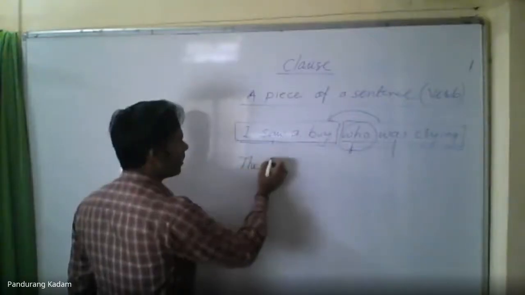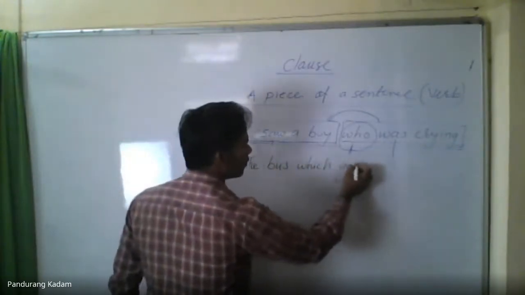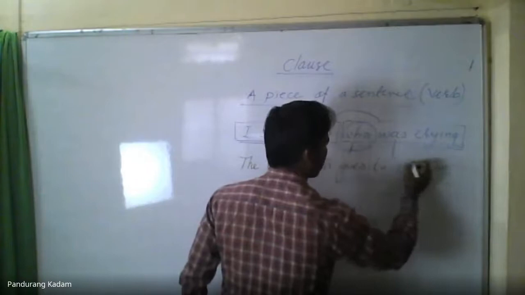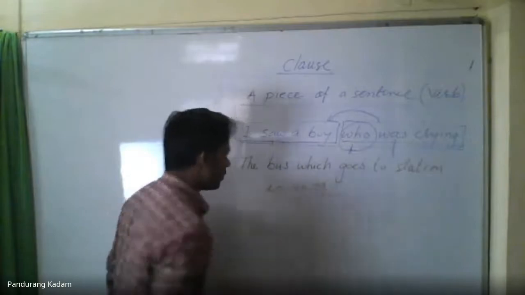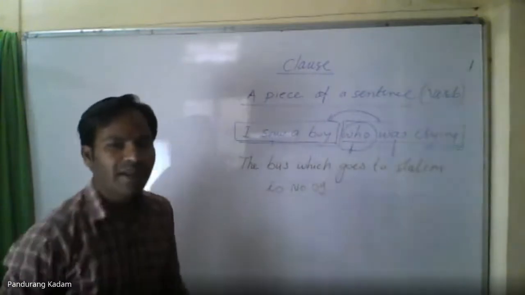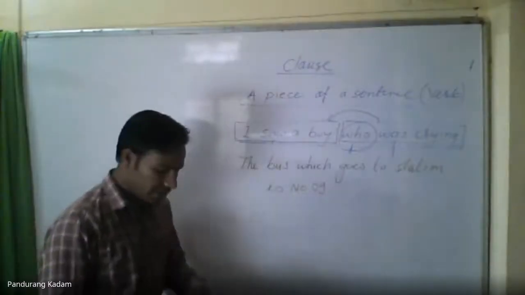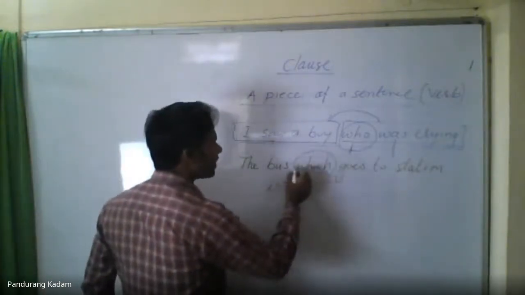Next example: The bus which goes to station is number 9. So find the subordinator. Which one is the subordinating conjunction in the sentence? Which. Yes, very good.